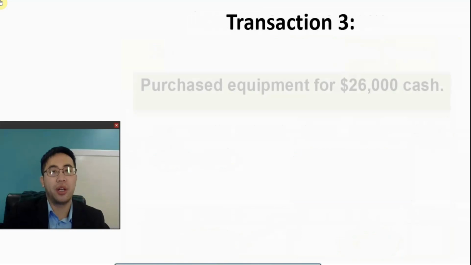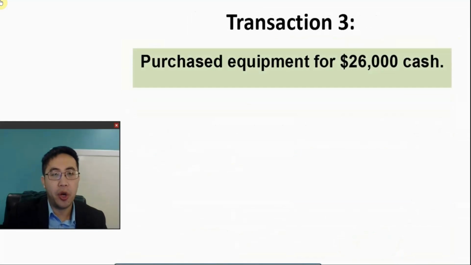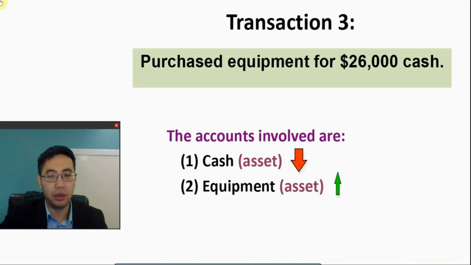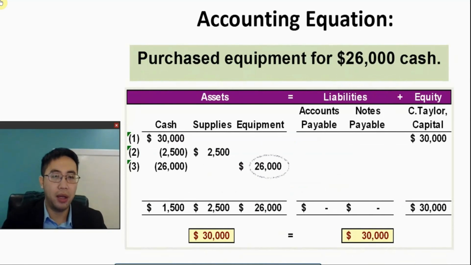The next transaction, the company just purchased equipment for $26,000. Well, you spend $26,000 cash, and then what you shall see is that the cash balance got reduced and equipment increases. All right, and they change by the same exact amount. So on this equation, you will see equipment increased by 26,000, but cash got reduced.